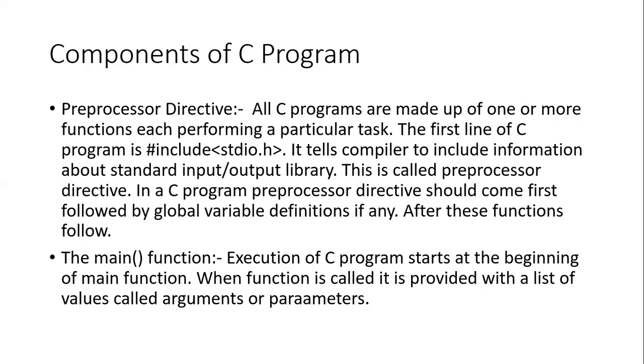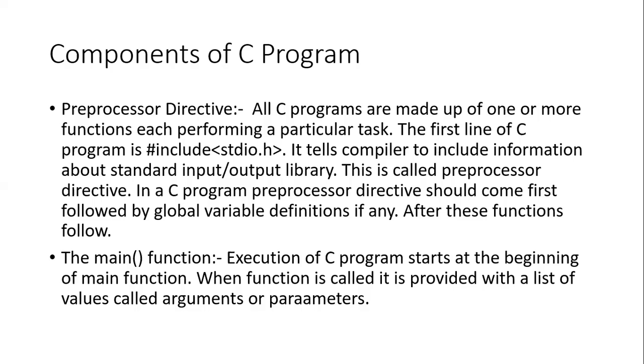In a C program, the preprocessor directive should come first, followed by global variable definitions if any. After these, functions follow. So the preprocessor directive should come first, then the global variable definitions, and then functions like main. Basically, there are a few functions which are already inbuilt into the C library, and we can use those functions with the help of the preprocessor directive. Okay.